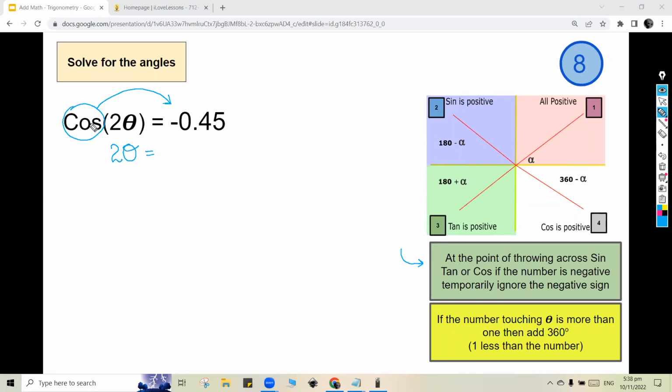So this is what you are seeing for the time being. 2 theta, remember the cosine is being thrown across. Because it's negative, we ignore the negative sign. Could you all work this out for me quickly? Cos inverse positive 0.45 because we are temporarily ignoring the negative sign. Okay, so let me try this. Second function, cosine 0.45. And I am getting 63.26 degrees, yes, right?